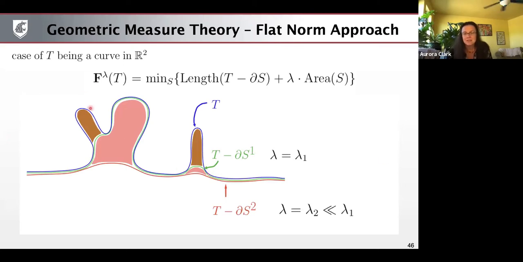Actually, let me take a step back. This green guy is my lambda equals lambda 1, and I start off with my T, and I do T minus delta S, and I pull off this green part, which removes these two brown pieces, and I'm left with this smooth green curve underneath. Then I can change lambda, and this is the case where lambda 2 becomes much less than lambda 1, and I pull off way more of that surface, and that is then this smooth curve underneath. So by tuning lambda, I can systematically change the areas that I'm taking off this 2D curve.